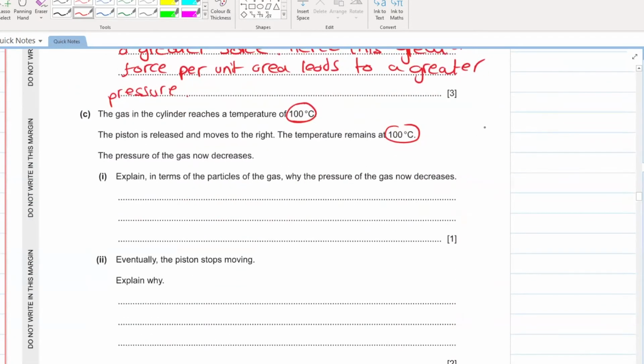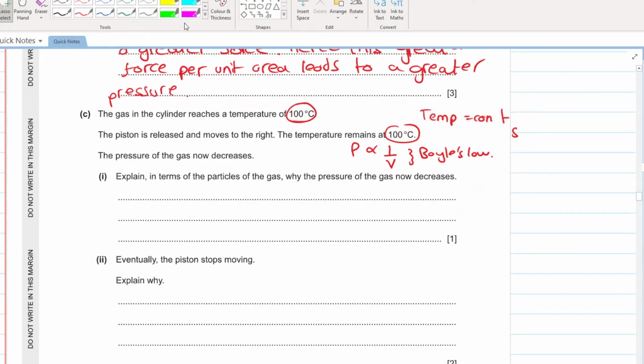Now, in this part C, the temperature has become constant. What will happen? If temperature becomes constant, pressure and volume become inversely proportional. This is known as Boyle's law. Simple as that. Nothing complicated.